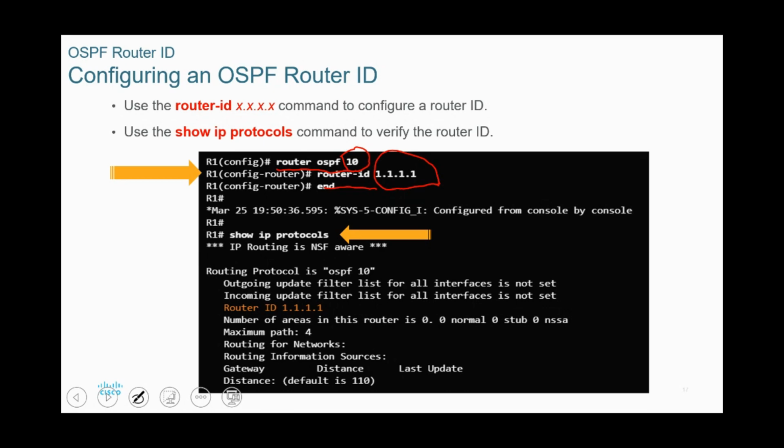Now, how do you verify that your configuration is correct? You have to use show ip protocols. When you show ip protocols, your router ID will display here, 1.1.1.1. If you forgot to issue the router-id 1.1.1.1 statement, this answer will not display when you show ip protocols. So remember that show ip protocols is the command for you to see your router ID, the IP address of the router ID.